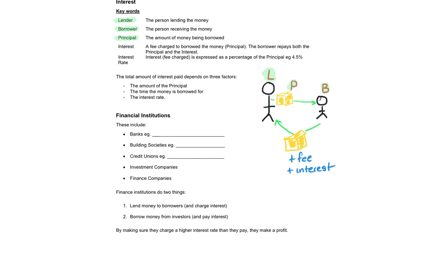And then of course the borrower has to pay it back. So the borrower pays back the principal, but also usually a fee, plus interest. And interest is a percentage of the borrowed amount.